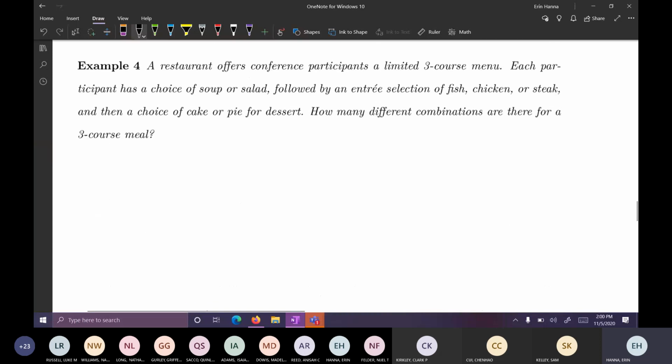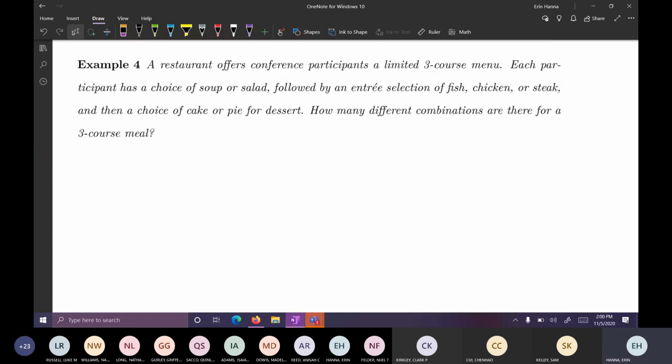So let's say that a restaurant offers conference participants a limited 3-course menu. Each participant has a choice of soup or salad, and then they get to choose fish, chicken, or steak, and then they get to choose cake or pie. How many different combinations are there for a 3-course meal?